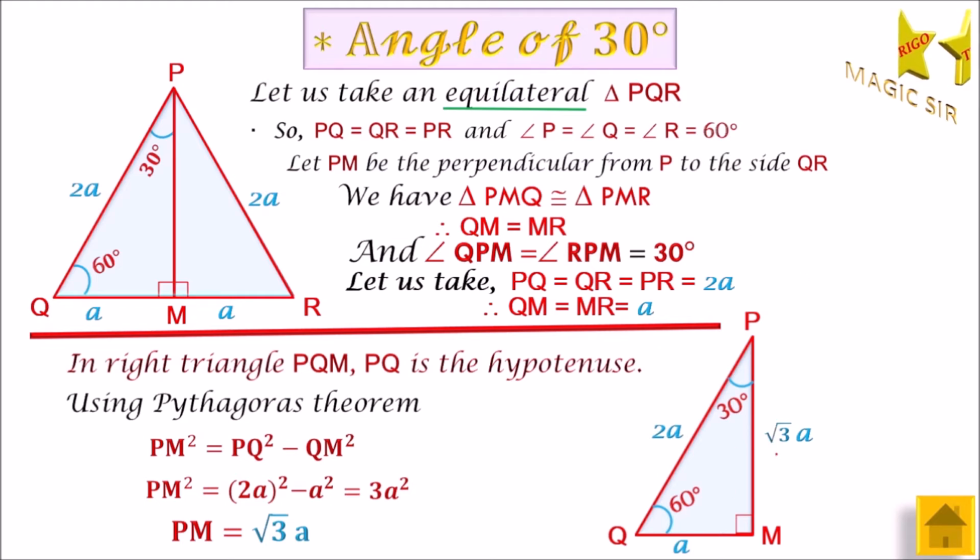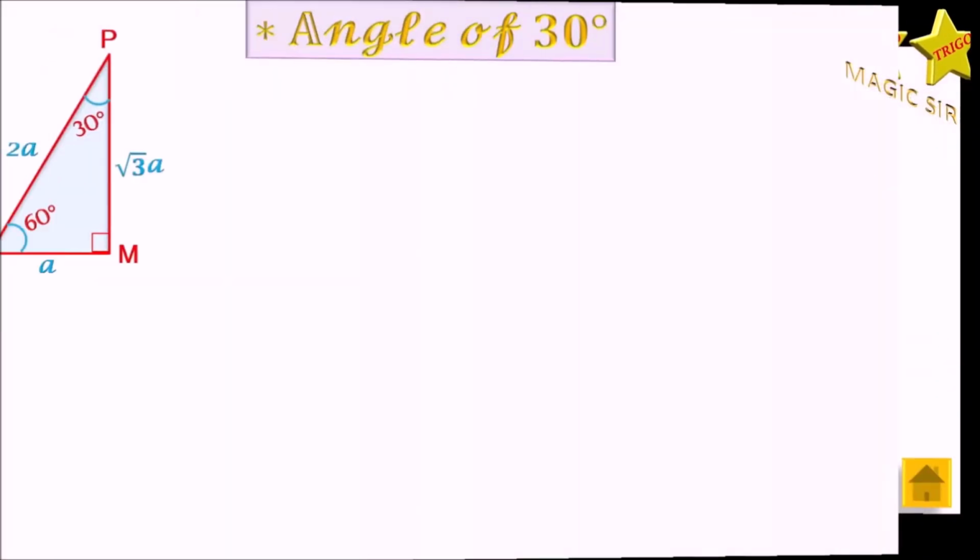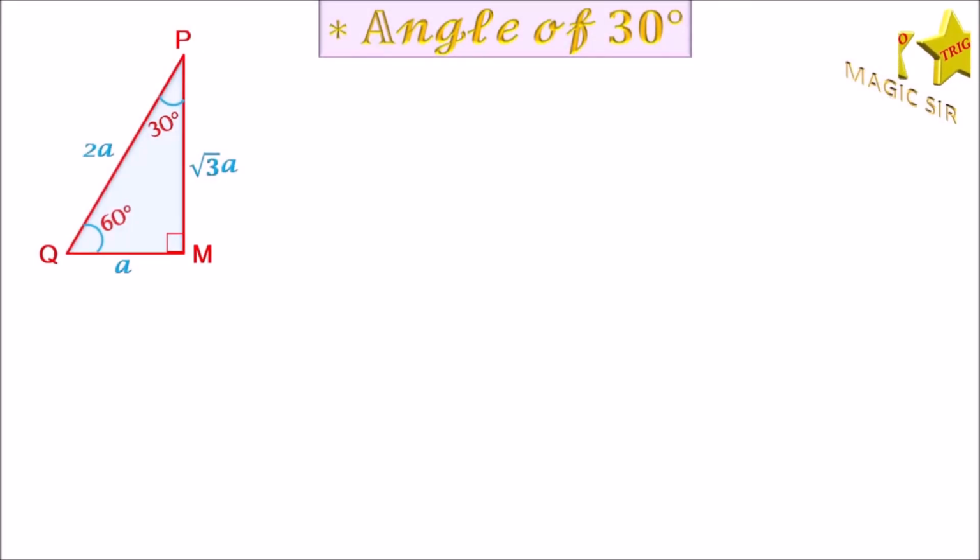Now in triangle PMQ, we have PQ equal to twice A, MQ equal to A and PM equal to root 3A. We will use these values of sides to obtain the values of ratios for angle 30 degree in triangle PMQ. Angle M is equal to 90 degree, PM is equal to root 3A, PQ equal to twice A and MQ equal to A.